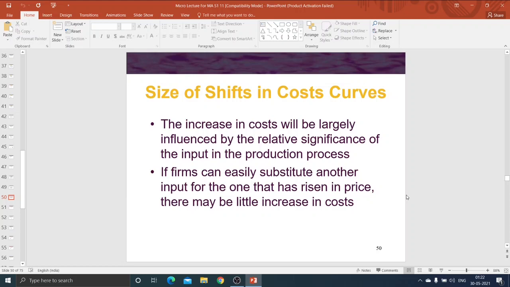Now, how much is going to be the shift in the cost curve? So the size of the shift in the cost curve is important. Therefore, the increase in the cost will be largely influenced by the relative significance of the input in the production process. If the firm can easily substitute another input for one that has risen in price, there may be little increase in cost.